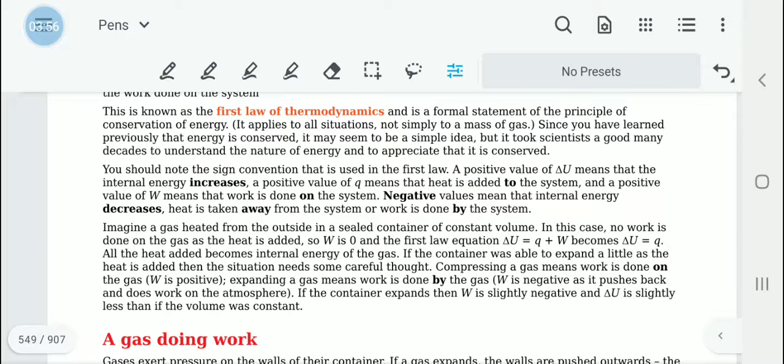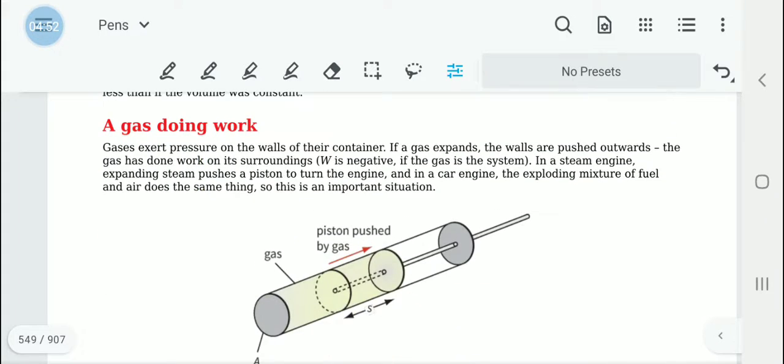If the container was able to expand a little as the heat is added, then we have to be very careful. If you compress a gas, then work is done on the system and W is positive. If it expands, you have to be very cautious because the gas is doing work on the surroundings. Therefore W will have to be negative, so W is going to affect delta U. The total internal energy is going to be slightly less than what it would have been if it did not expand. I hope you understood. If you did not, please tell me.